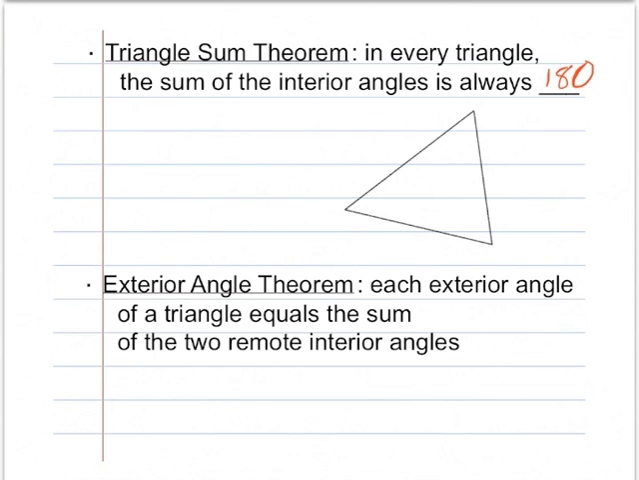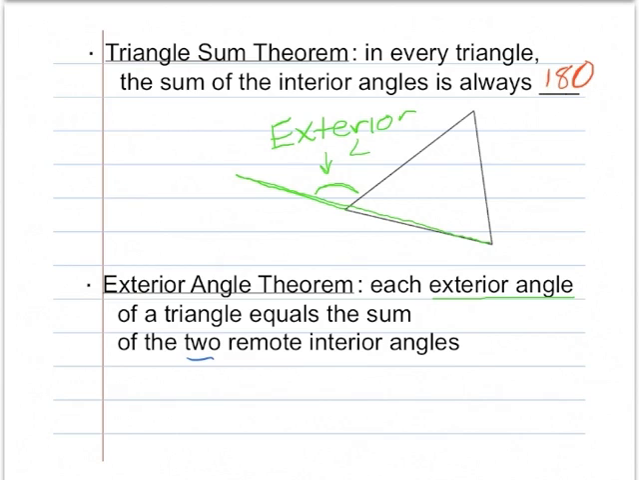So then a related theorem is called the exterior angle theorem. It says each exterior angle of a triangle equals the sum of the two remote interior angles. There's a little bit of definitions that we'll need to deal with. An exterior angle occurs when you extend one of the sides of the triangle. We'll just take this triangle and extend one of the sides. If we extend it out, we're talking about an exterior angle right there. So we're saying that exterior angle is equal to the sum of the two remote interior angles.